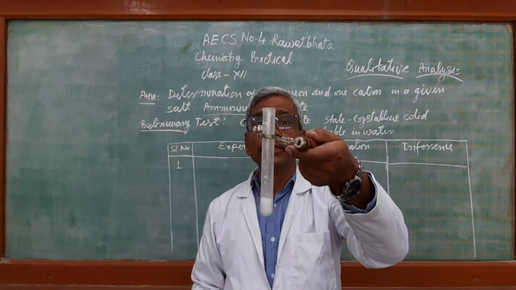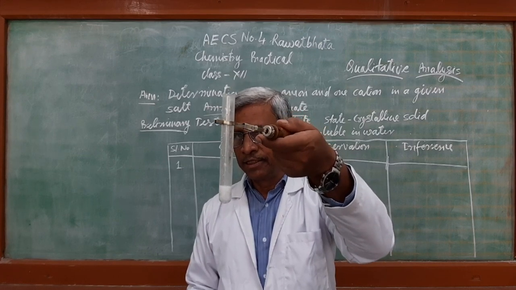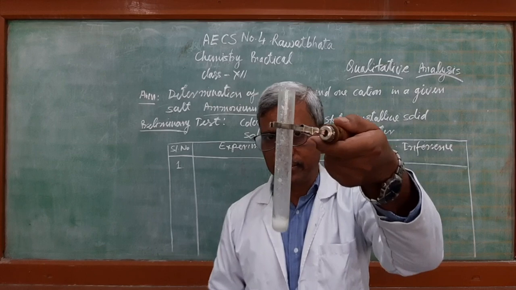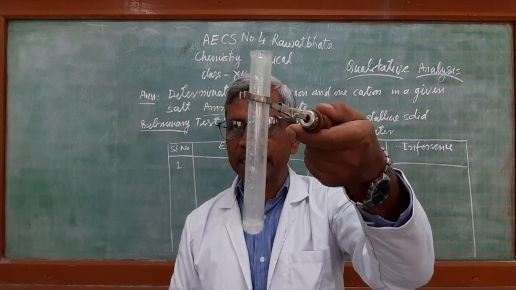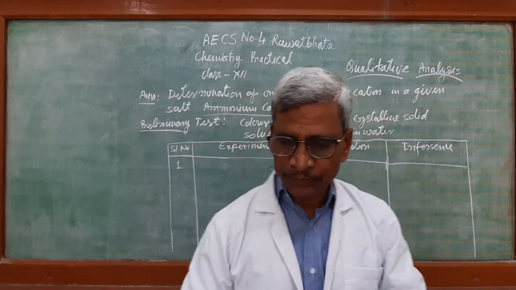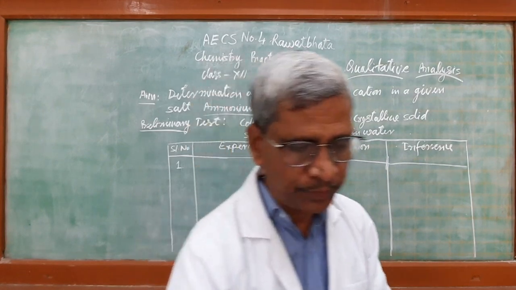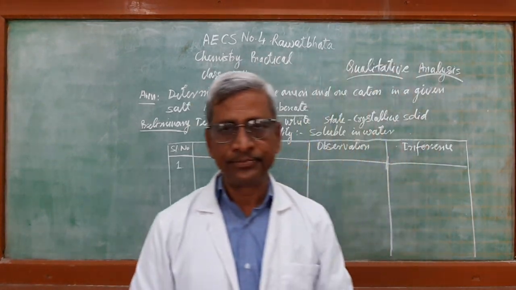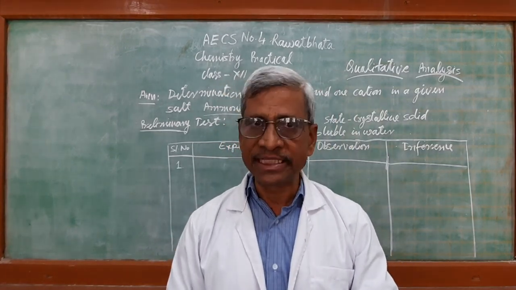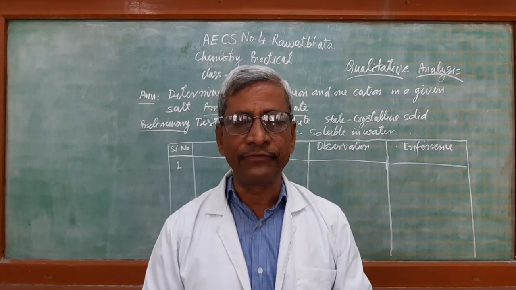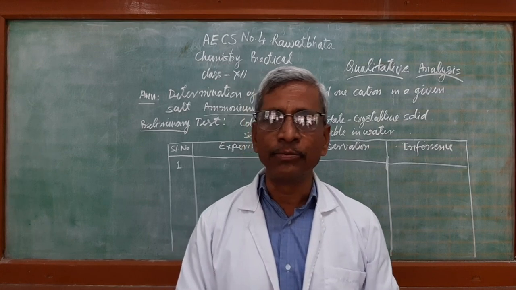Colorless gas with brisk effervescence. This is the observation. You can see that the gas is colorless, it is not giving any color, and giving much effervescence. That is called brisk effervescence. So this anion belongs to the dilute group. It may be carbonate, because carbonate gives colorless gas and the effervescence is brisk.